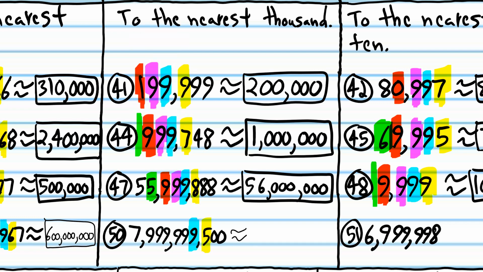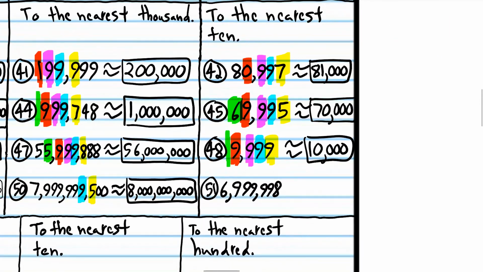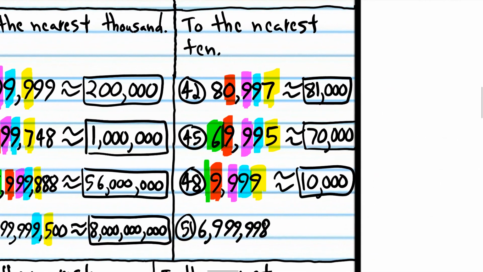So we have 8 trillion. That's 9 zeros. So if you got 8 trillion, good job. And I know we haven't done trillions yet, but that's okay. You don't have to say the number. Try number 51, and when you come back, we'll do it together.